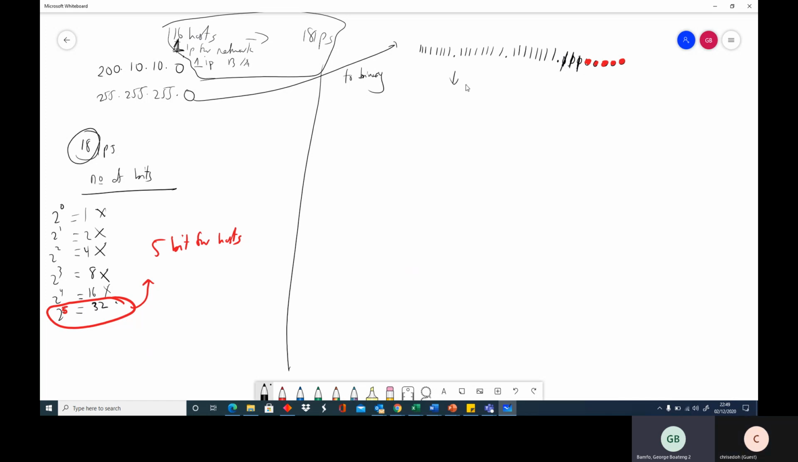And then we convert to decimal. What do we have? 255. Dot 255. Dot 255. Dot 224. How do we call this? Custom subnet mask, yeah. So this is our custom subnet mask.